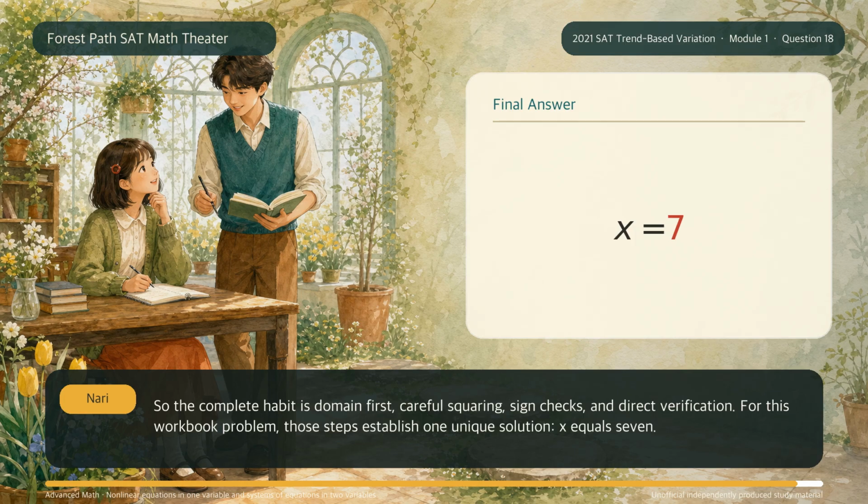So the complete habit is domain first, careful squaring, sign checks, and direct verification. For this workbook problem, those steps establish one unique solution: x equals 7.